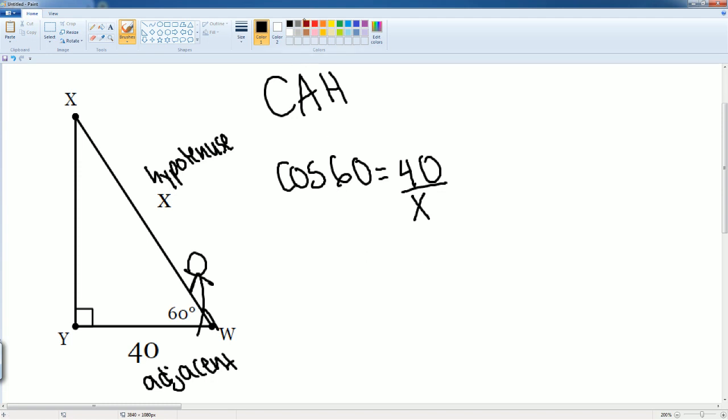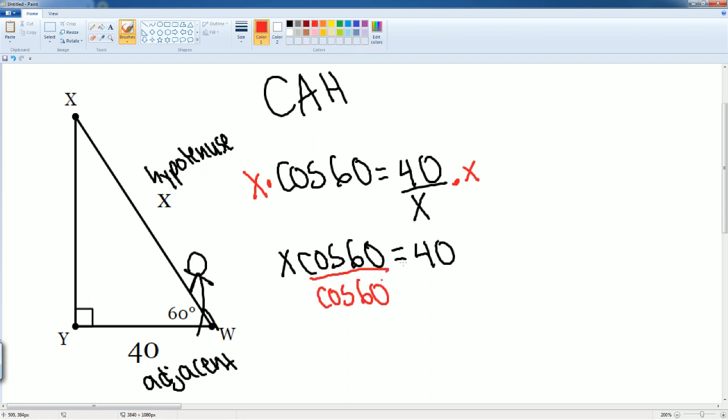Now we can solve for it. Multiply by x to both sides. You get x cosine of 60 degrees is equal to 40. Then we divide by cosine of 60 degrees because we're trying to get the x alone. Then you get x is equal to, because again, cosine of 60 divided by cosine of 60 is just 1, it disappears, 40 divided by cosine of 60 degrees.